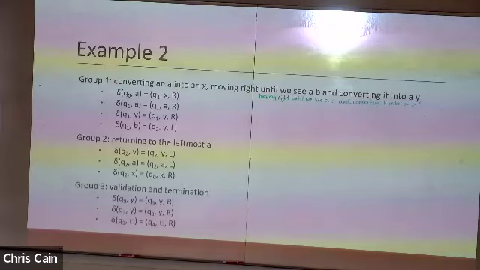Are there any other changes that we need to make other than just, in group one, adding one or more rules about moving right until we see a C and converting it into some other character that says that we've seen a C?